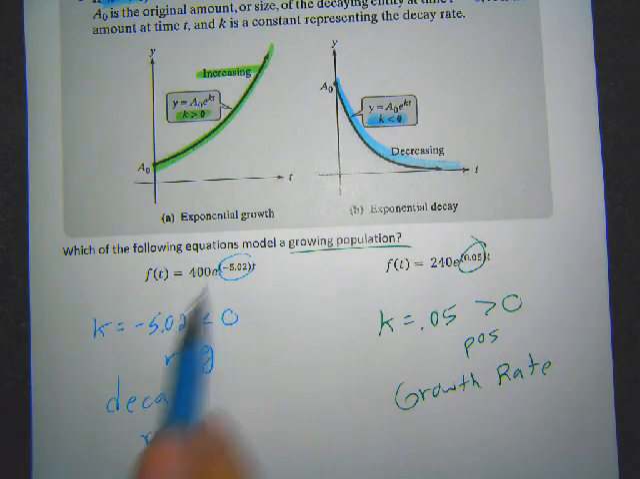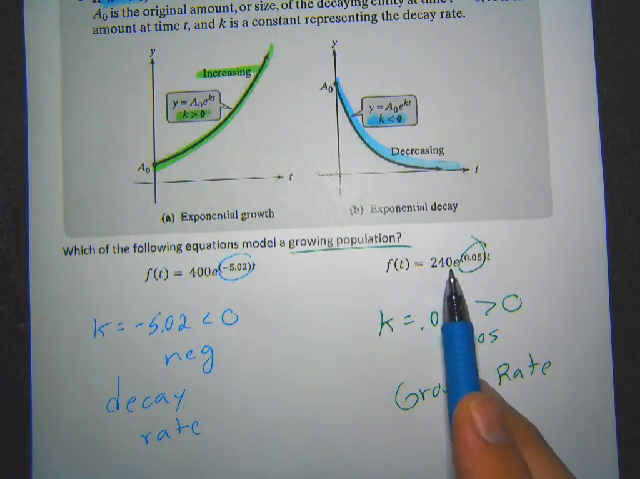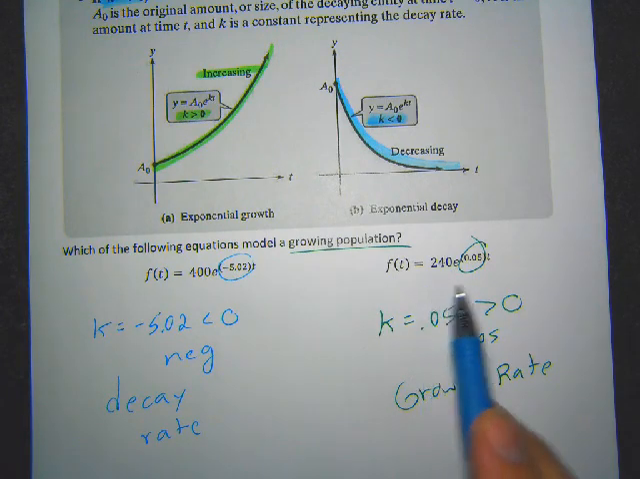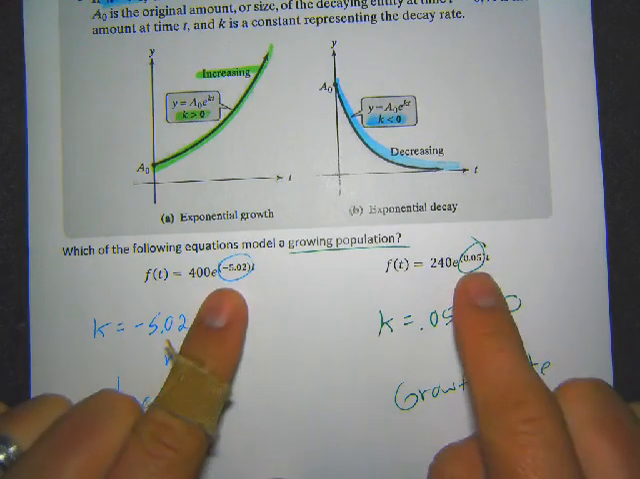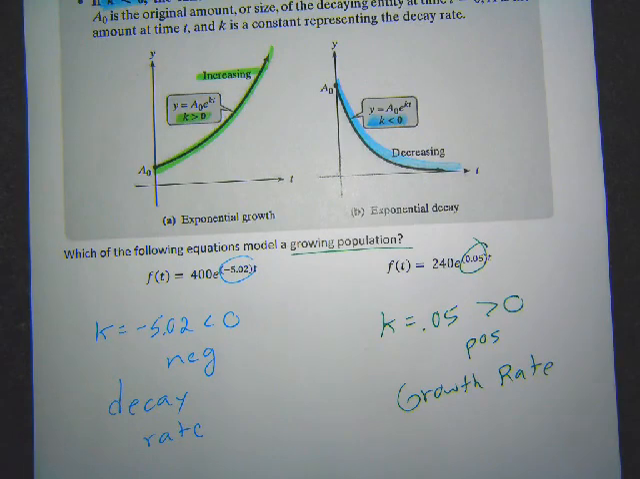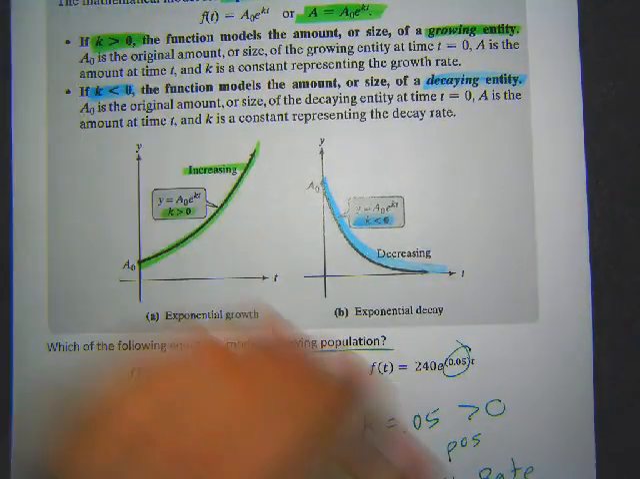But this one's going to decrease over time. So 400 is the most you're going to have, and it's going to decrease. This one, 240, is the least you're going to have because you start with 240, and then it's going to grow over time. It's going to get higher. So you should be able to recognize that when you look at one of these exponential functions. Look at that growth rate and tell whether it's positive or negative, and know that a positive means it's increasing, going up to the right, and negative means it's decreasing, going down to the right.